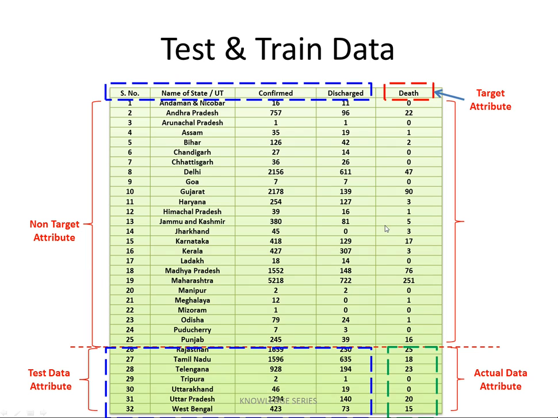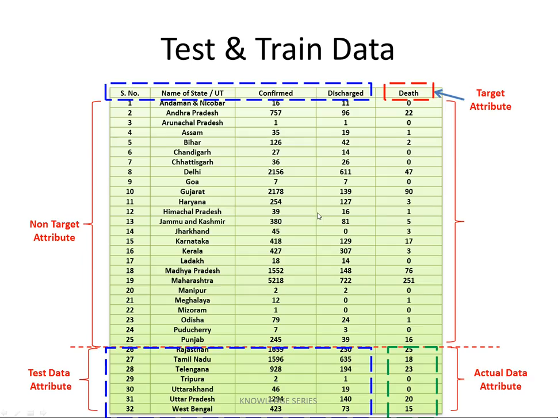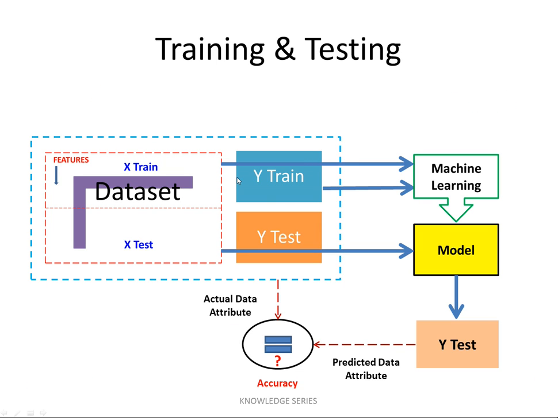We did a vertical bifurcation, where one side is the targeted attribute, which is a label, and the other side is the non-targeted attribute, which is the features. So we are going to the next segment. We are taking this figure and going further.